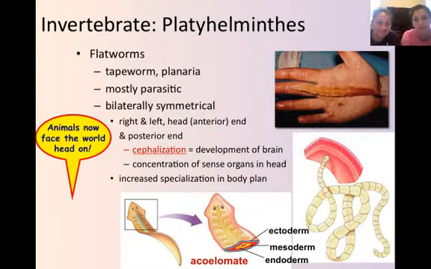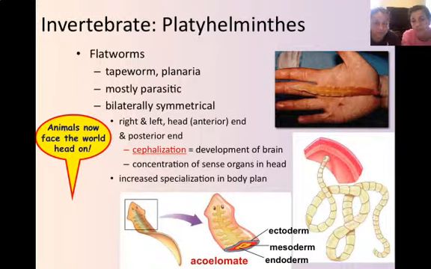Alright guys, moving on to Platyhelminthes. Now these are your flatworms, so that includes tapeworms and planaria. These are mostly parasitic, so they are parasites. They do have to live off of a host. They have bilateral symmetry, meaning they can be cut one way, for example on this one down the middle, and it would be a mirror image on each side. So they have a right and a left side. They do have a head, which would be the anterior, and then they also have a posterior end.